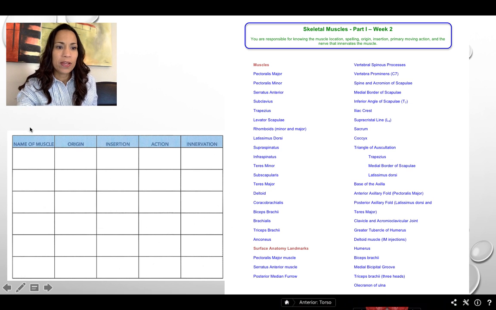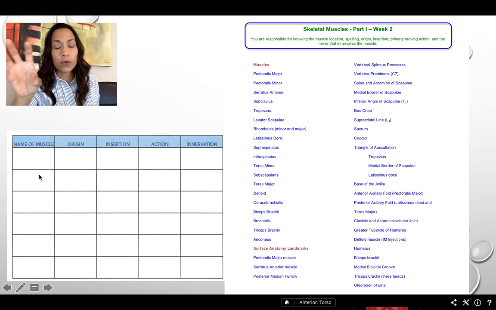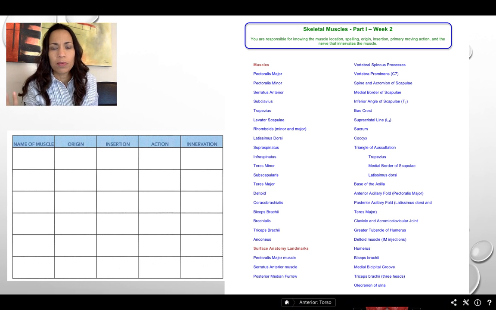I highly recommend you print this template, and as you study each of these muscles, complete the table so you can practice writing the name of the muscle, your spelling, the origin, insertion, action, and innervation, so it's easy for you to study these muscles. You can group them by actions, by innervations, by common origins, common insertions, whichever way is easier for you.